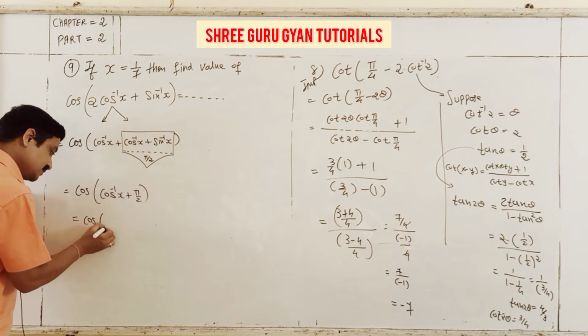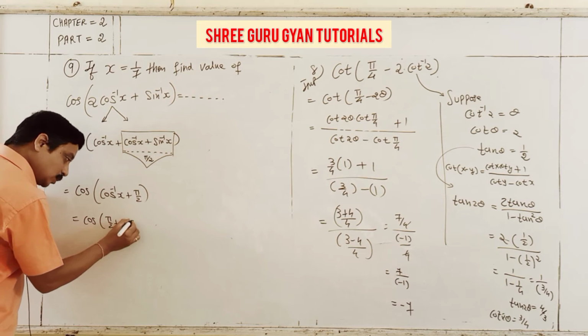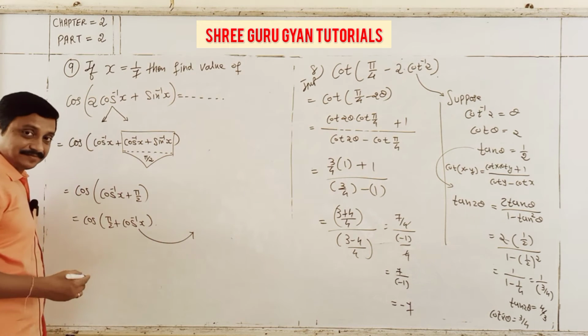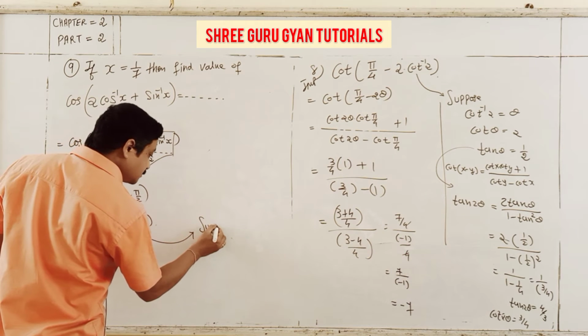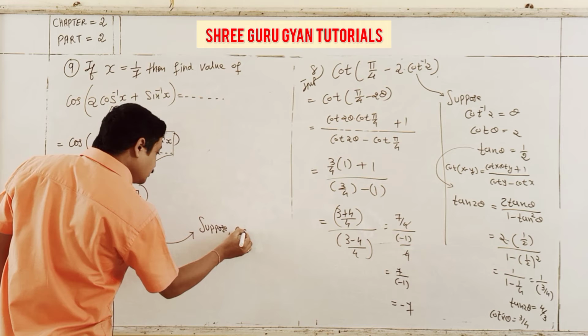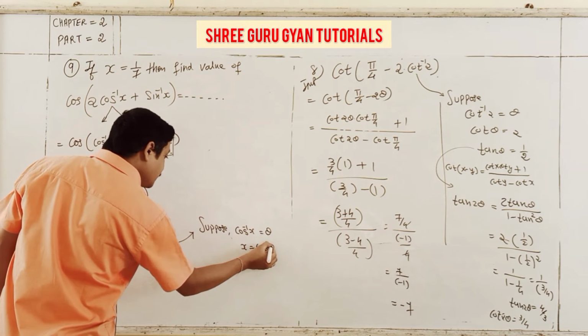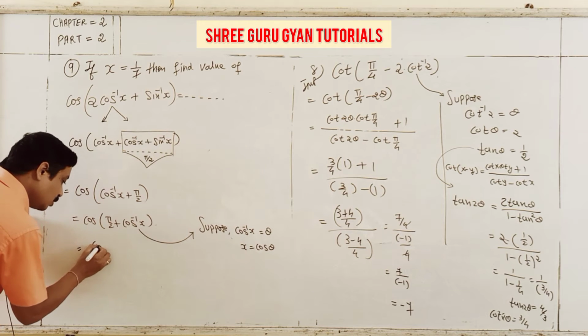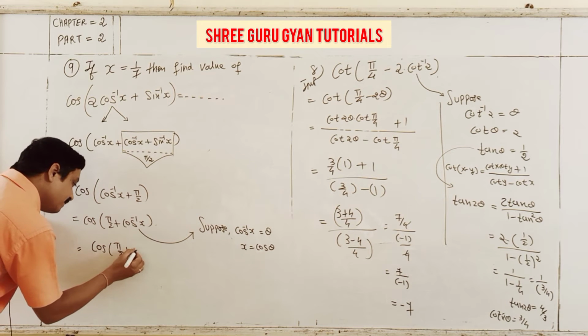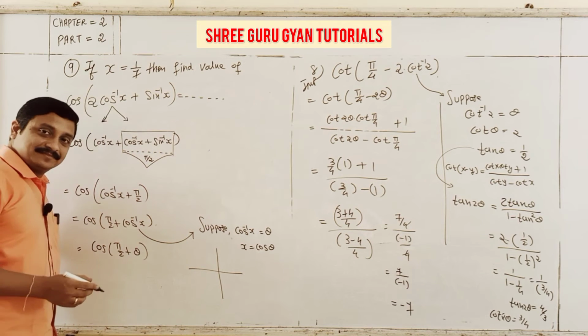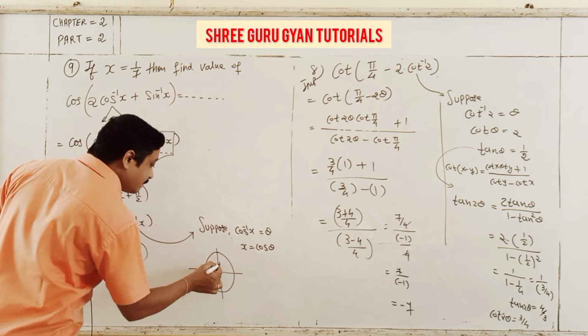Just rearrange: 90 plus cos inverse x. Suppose cos inverse x is theta. So x becomes cos theta. Putting it here, cos of 90 plus theta. Does anybody know which quadrant 90 plus is? That's your ASTC.